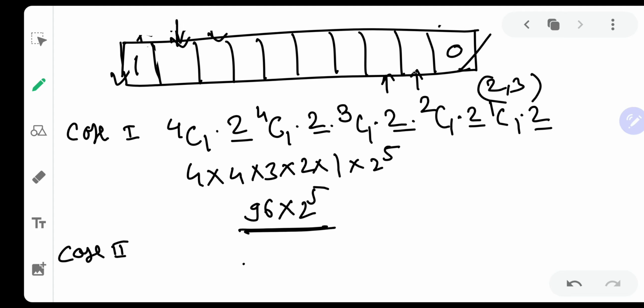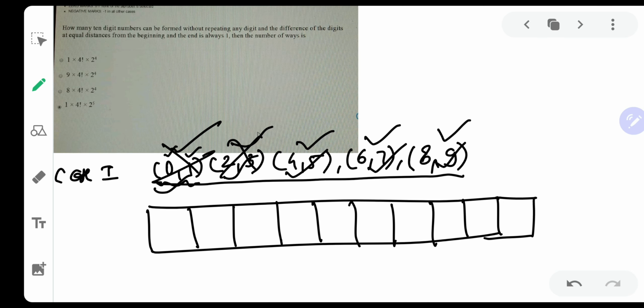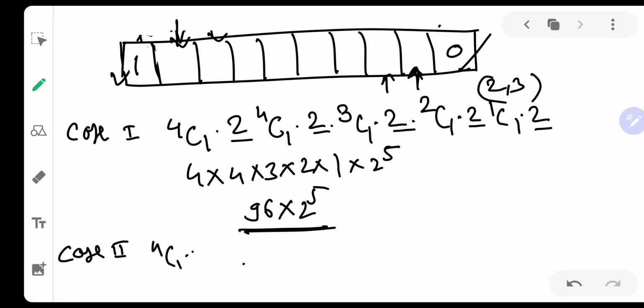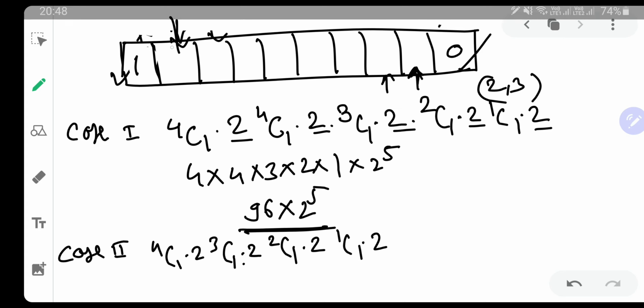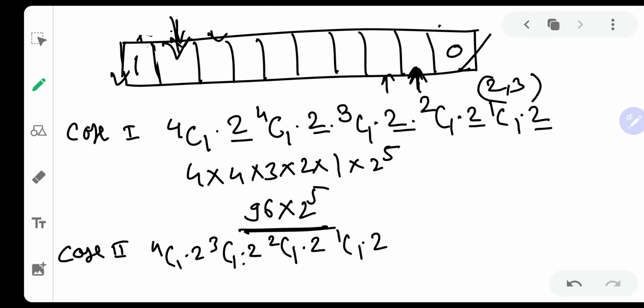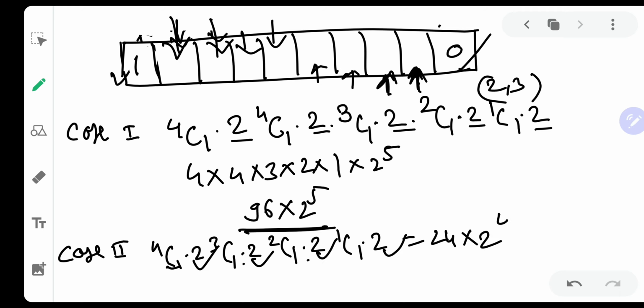Then over here how many possibilities are there? There were four pairs available right now. So that can be arranged in 4C1 into 2, then 3C1 into 2, then 2C1 into 2, and then 1C1 into 2, right? Over here 4 pairs are available and they can be arranged in 2 ways. Over here 3 pairs are available, they can be arranged in 2 ways, and then 2 and then 1, right? So 4, 3, 2, 1, that will be 24 into 2, 2, 2, 2, so 2 raised to 4.